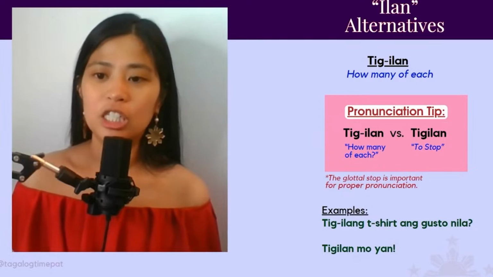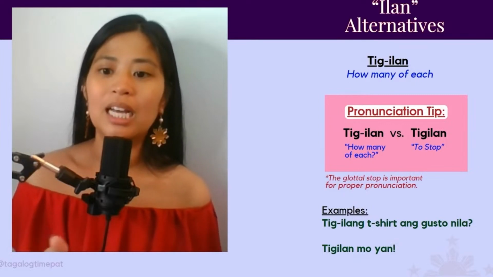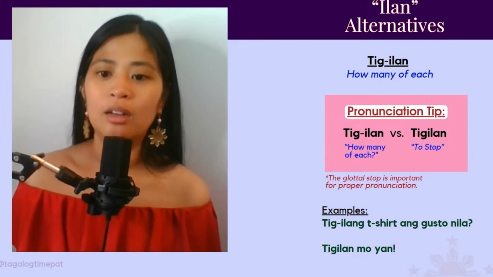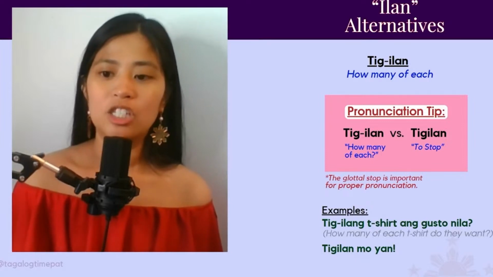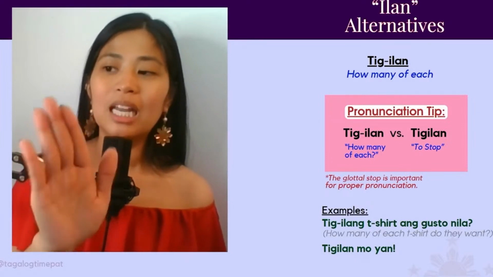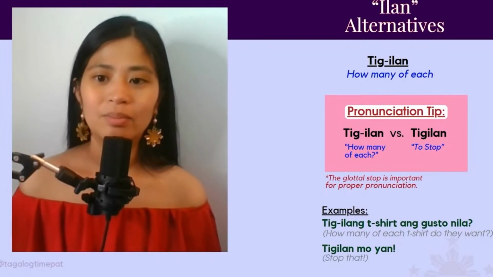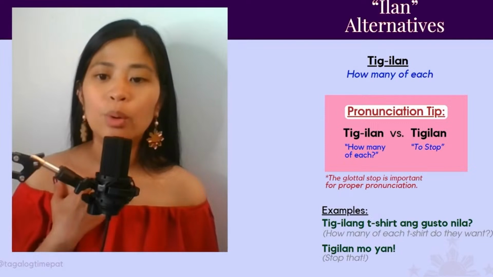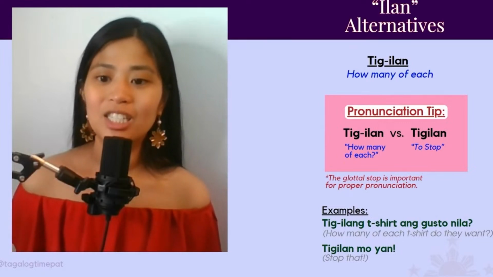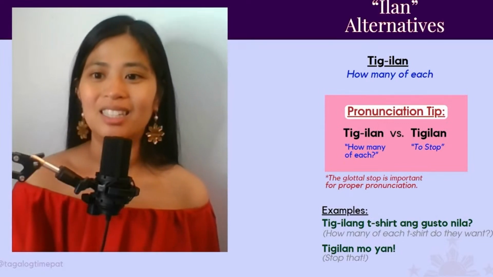For example, tig-ilan t-shirt ang gusto nila? How many of each t-shirt do they want? Tig-ilang t-shirt ang gusto nila. That means how many of each t-shirt do they want? But if you say, tigilan mo yan, that means stop that. Okay, so again, that glottal stop is important for proper pronunciation because they mean different things otherwise.